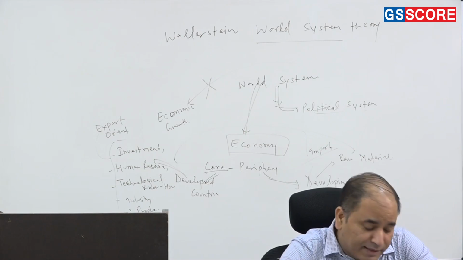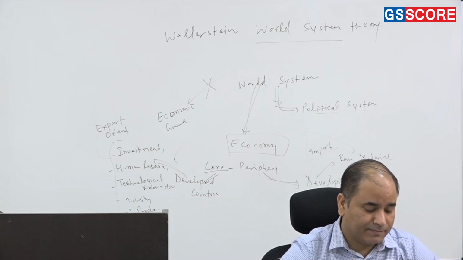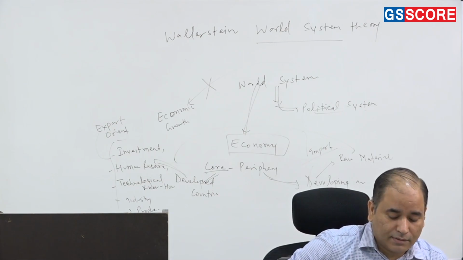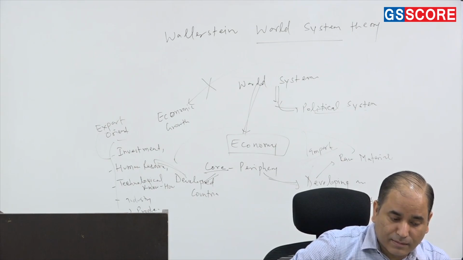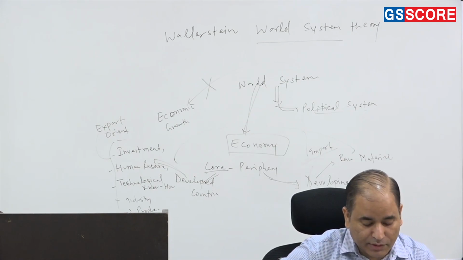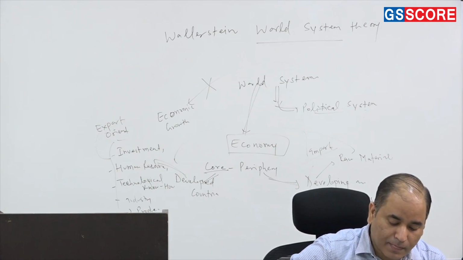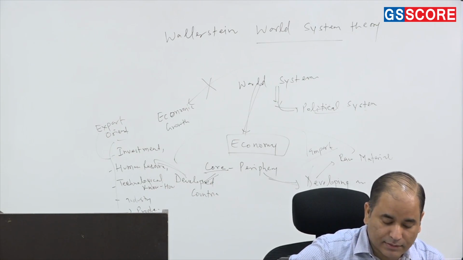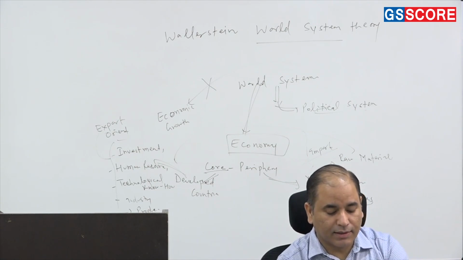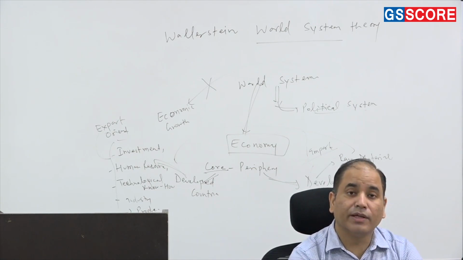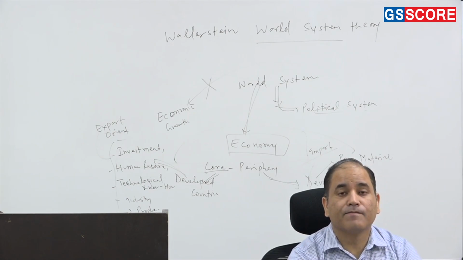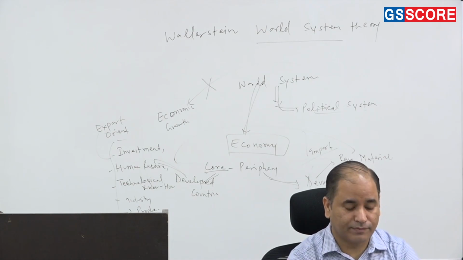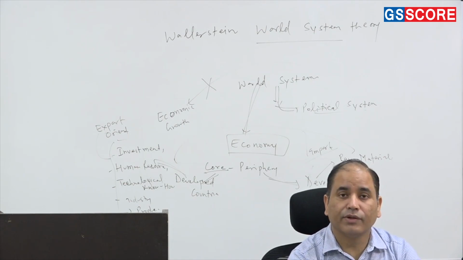Next point. In 1976, he again published The Modern World System, Volume 1: Capitalist Agriculture and the Origins of the European World Economy in the 16th century.